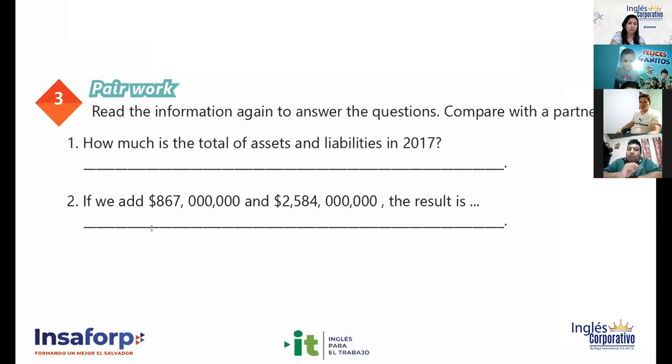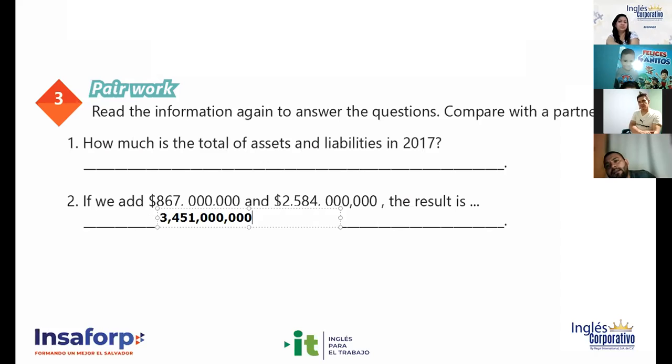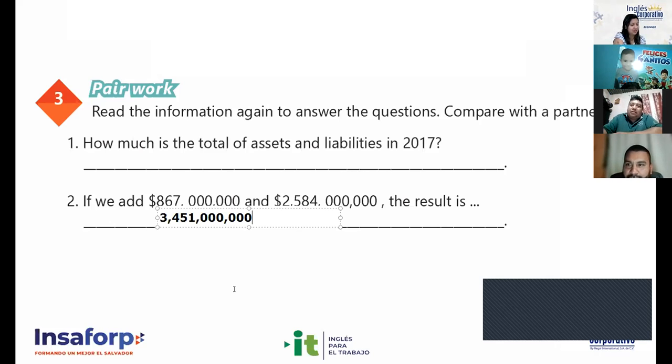¿Por qué? Porque no. Está diciendo 3,000 millones. 3,451 millones. No, pero son 3 billones. No, es 3 en el mil. Chat, yo mandé una imagen. Y un billón no son 1,000,000,000. 1,000,000,000 es un billón. Ahí hay 3,000,000,000.